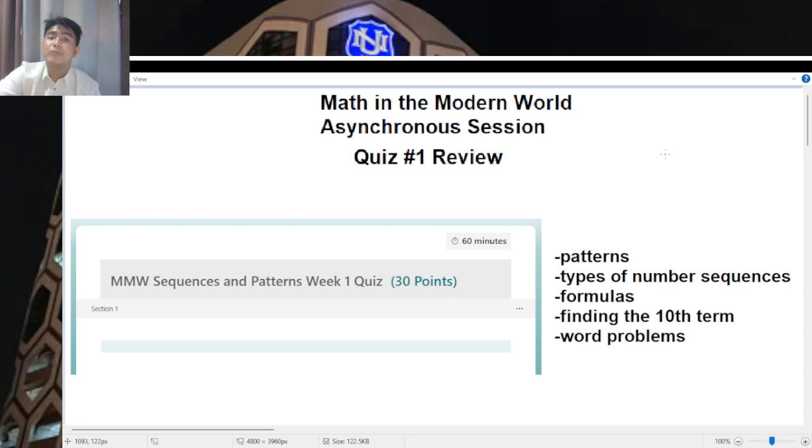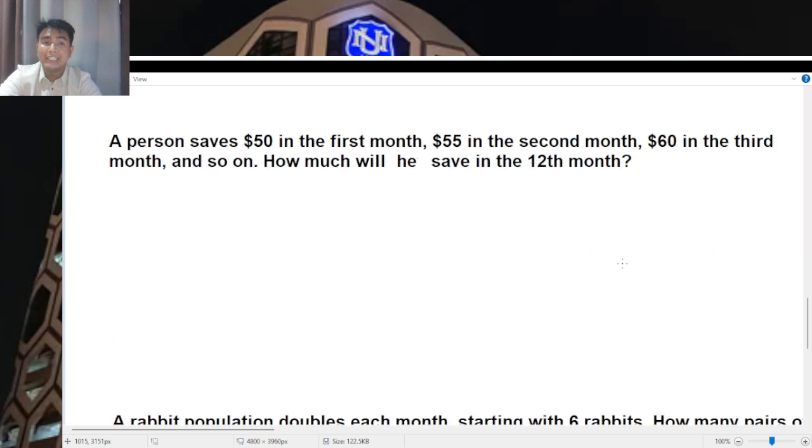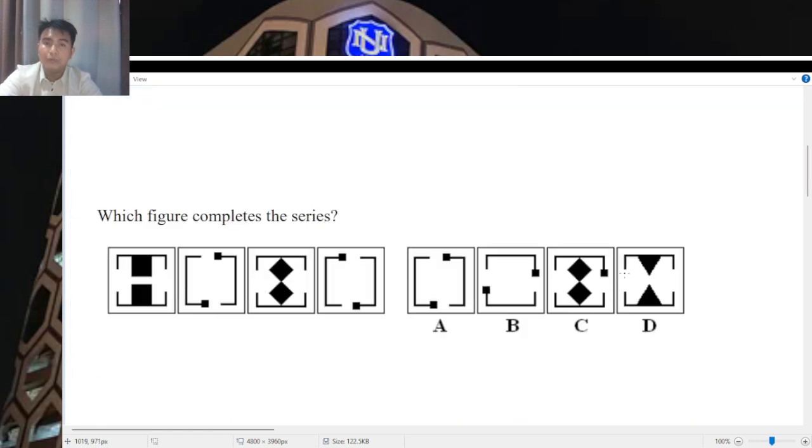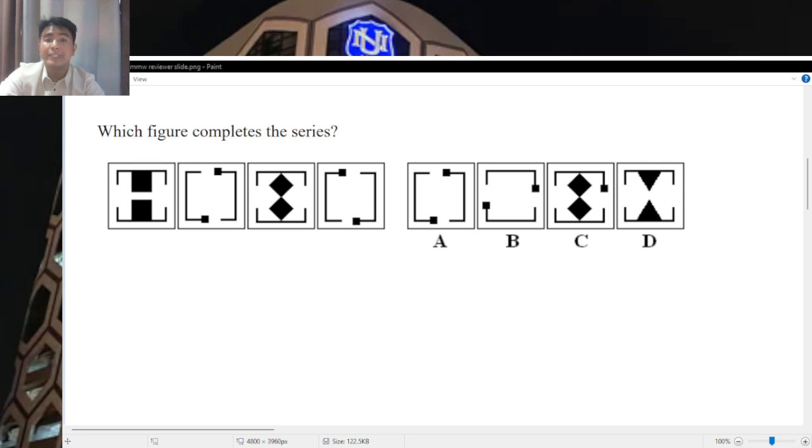This time, we are going to review in preparation of your first quiz regarding number sequences and patterns. We have here sample problems to prepare you in answering patterns, types of number sequences, formulas, finding the 10th term, and word problems. So I prepared here a series of questions and challenges in which we will answer pace by pace, and hopefully this will help you have a decent score on our incoming quiz. So let's proceed. Okay, let's now go to this question.